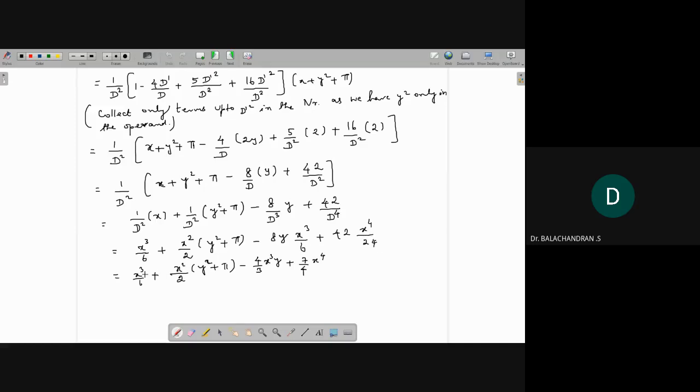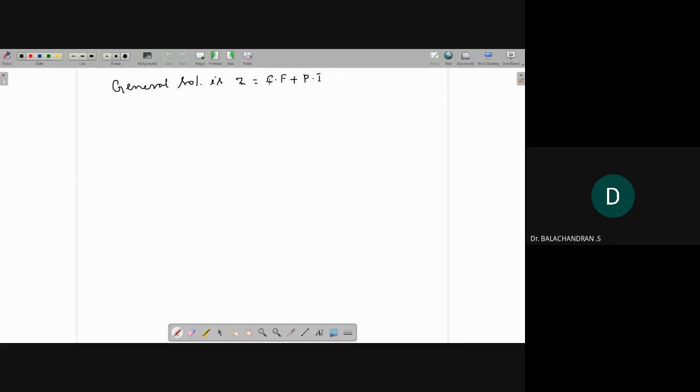So next to x, I think this is same. This is same. 8 by 6 is 4 by 3, and then 42 by 24 is 7 into 6, 42, 6 into 4, 42. Okay, 7 by 4 into x power 4. This is pi. So general solution is z equal to cf plus pi.